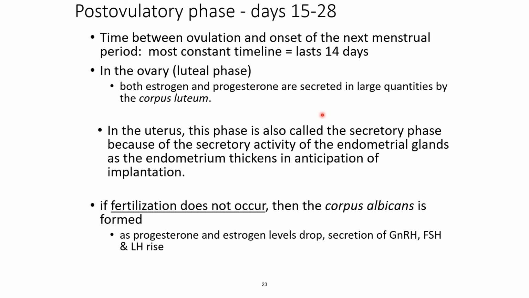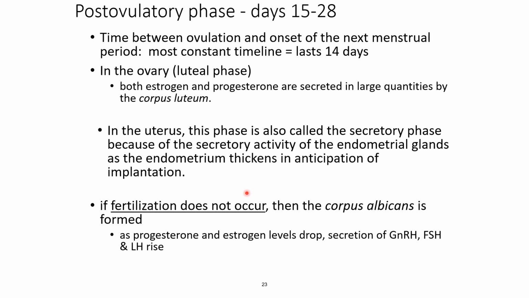So in this post-ovulatory reproductive cycle phase, in the ovary we have the luteal phase because of the presence of corpus luteum, and in the uterus we have the secretory phase. Again, endometrial glands will secrete glycogen, creating the best location for implantation of the embryo, best support for that developing embryo.